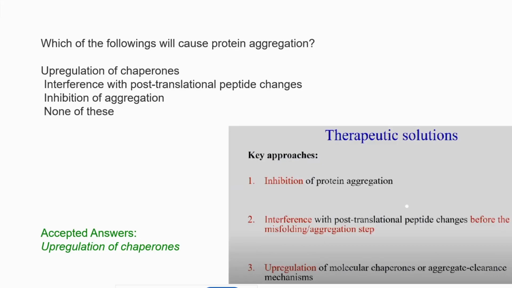And this was the next question. Which of the following will cause protein aggregation? The options were upregulation of chaperones, interference with post translational peptide changes, inhibition of aggregation, and none of these.